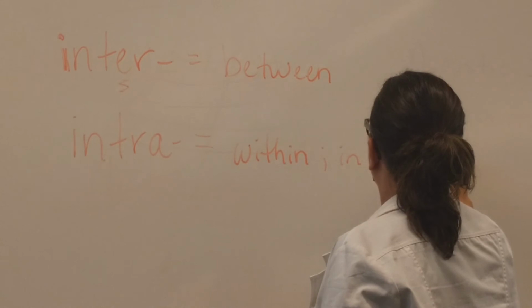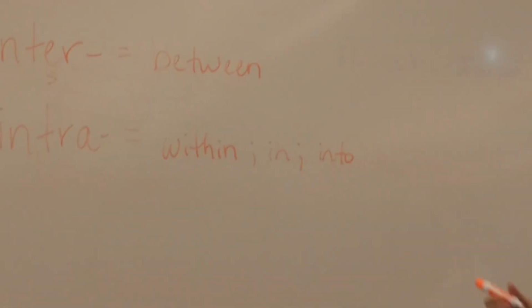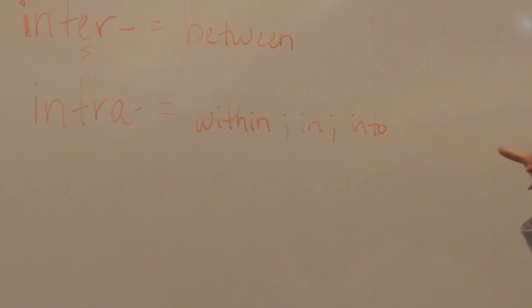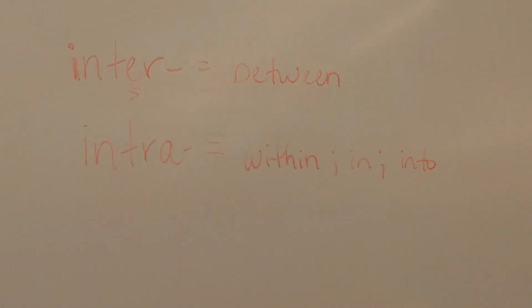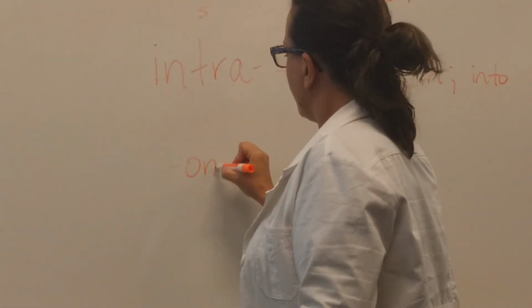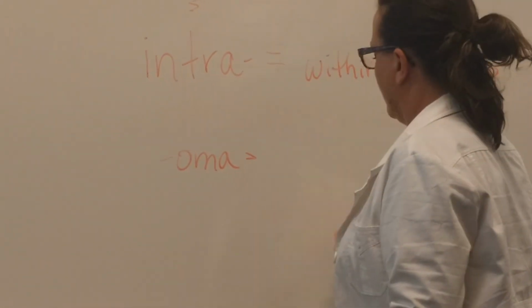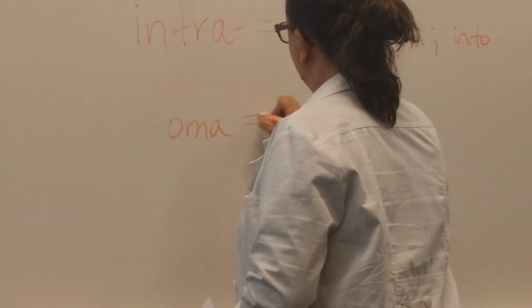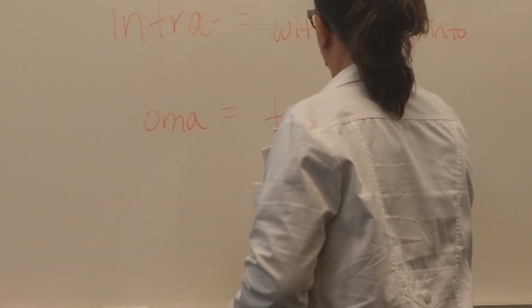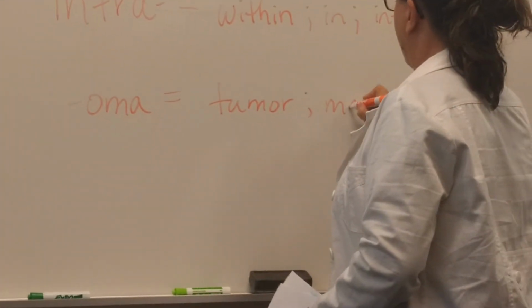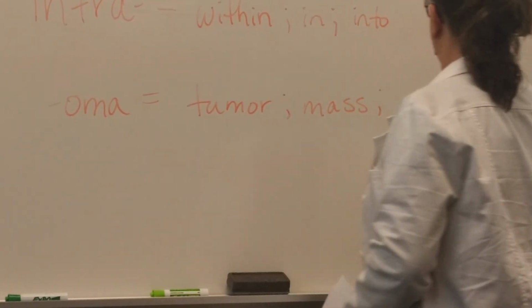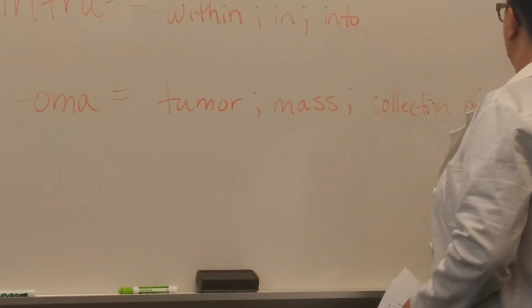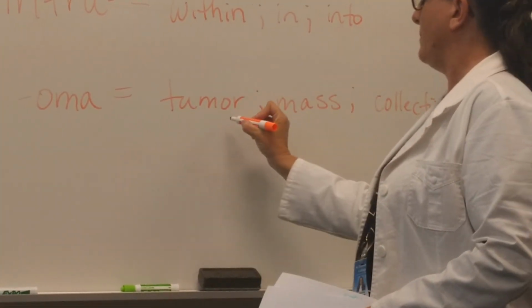Okay? So anytime it has more than one definition, generally if you stick with the first definition, that's the most common one, and that's going to be the one that's used the most. Like with OMA. What's OMA mean? Tumor or mass or collection of fluid, right? But most commonly it's going to be that one.